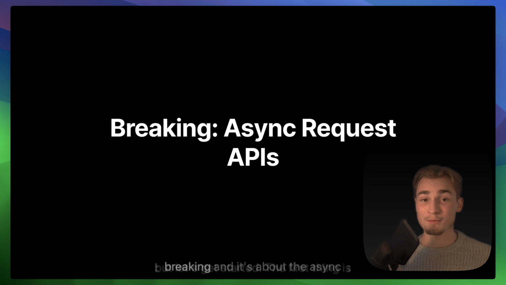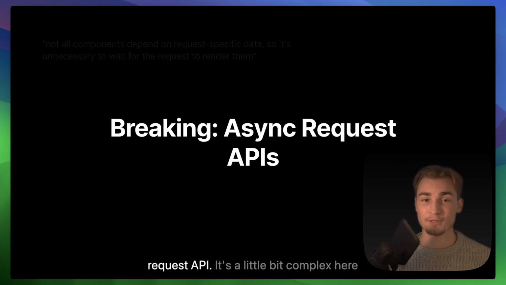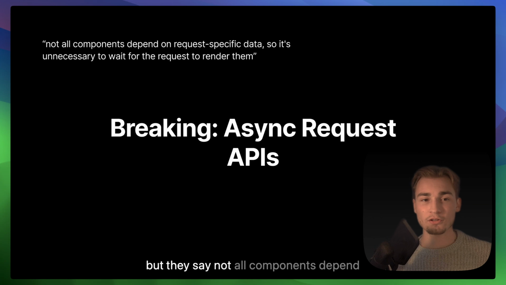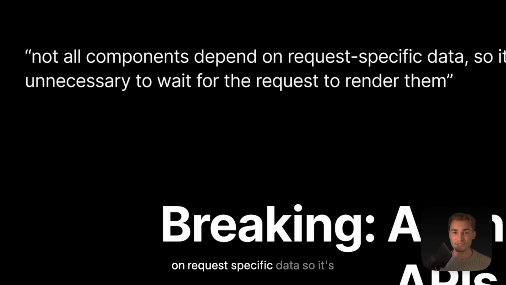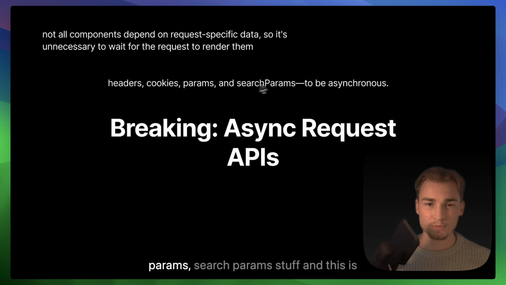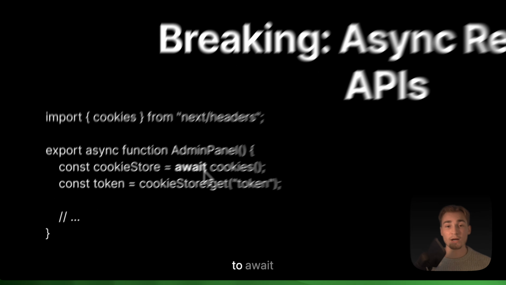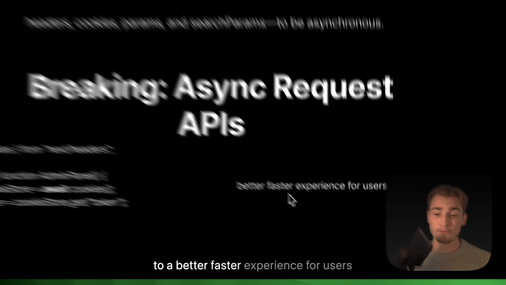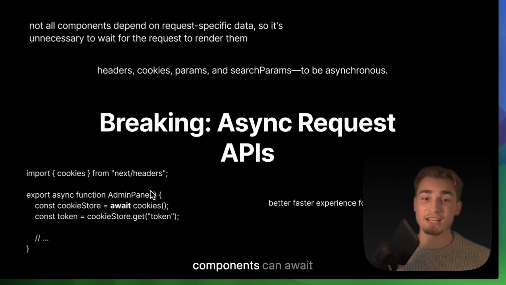The first thing is breaking, and it's about the async request API. It's a little bit complex here, but they say not all components depend on request-specific data, so it's unnecessary to wait for the requests to render them. What that means is you have these headers, cookies, params, search params, and this is now asynchronous. So you have to await it now. And this will lead to a better, faster experience for users because components can await this now.